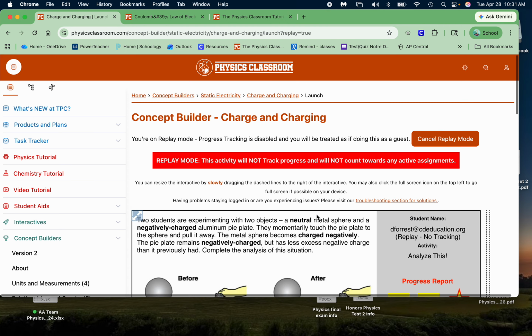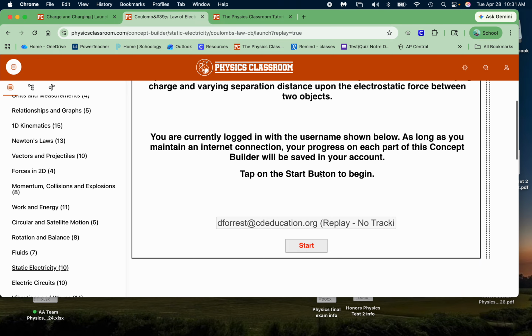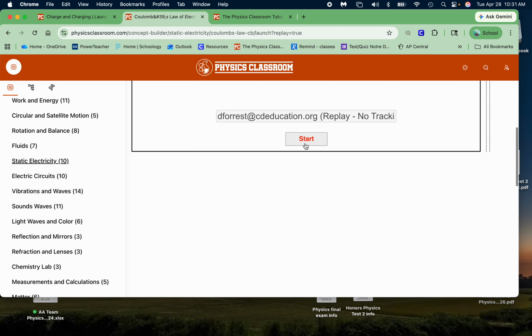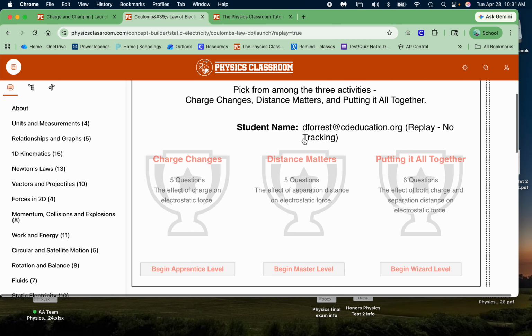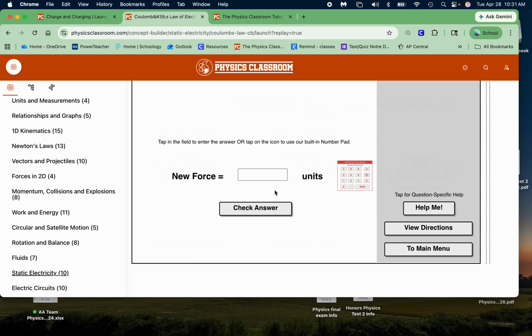So that's kind of the first one. The second concept builder I'm asking you to do is Coulomb's Law. Again, it should look like this. You should not be in the replay mode. There's a couple of things. One is where the charge changes, one is distance, and then one's where you do things together. I'll do 1 in each level.